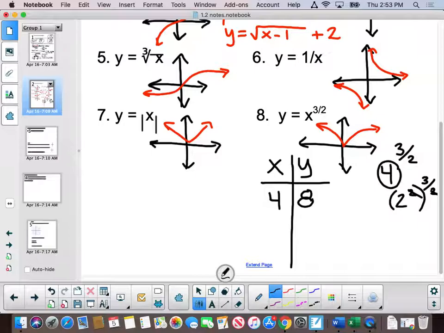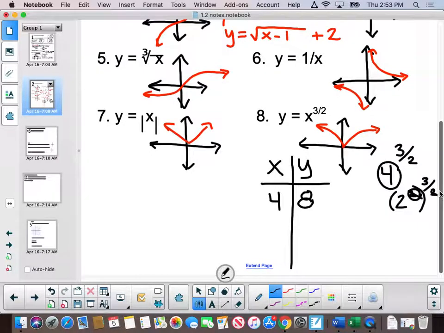It's an 8. You have to know how to change things to base numbers, right? And why did I pick 4? Because that is a 2 to the what power? Second, and I know that this 2 and then this 2 cancel each other out, right? So I probably would pick 9 next, right? Because I know that can be changed to 3 squared.